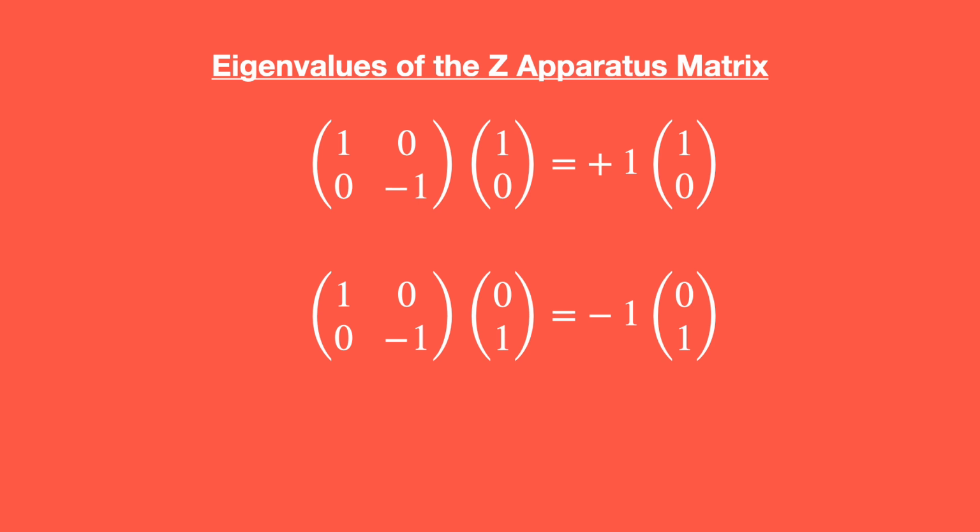And this mathematically captures the idea that when an up arrow passes through the z apparatus, it comes out of it unchanged, it remains an up arrow, and the down arrow, when it passes through the z apparatus, comes out of it unchanged, it remains a down arrow.